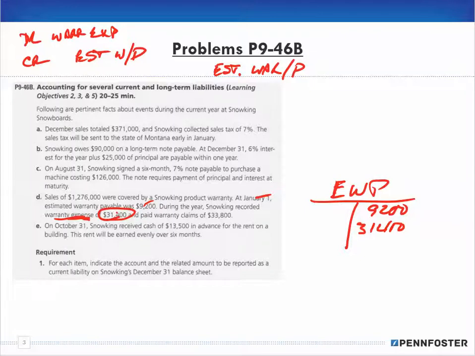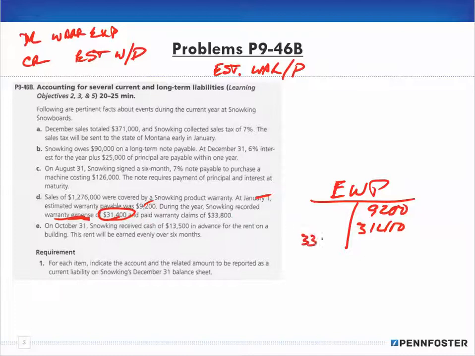Just be aware that you have to include that. You have to be able to think through the entire concept. You can't just look and say, oh, warranty expense is not a liability, so I don't include it, right? You have to think through all of the concept and apply what is necessary. This is not memorization, all right? It's understanding and application.